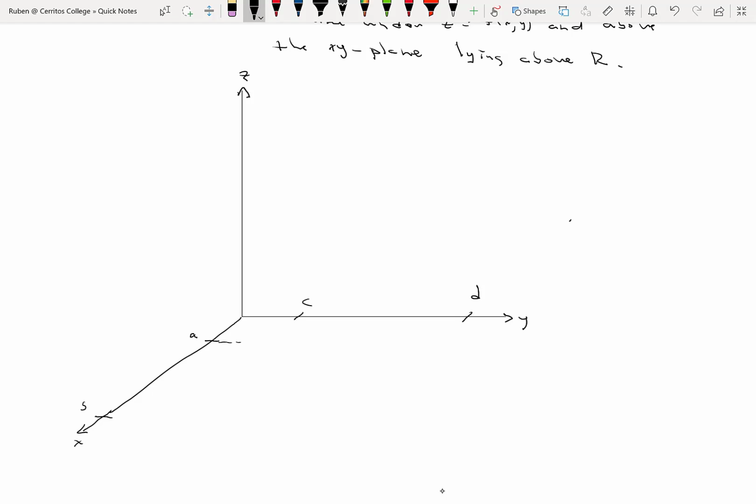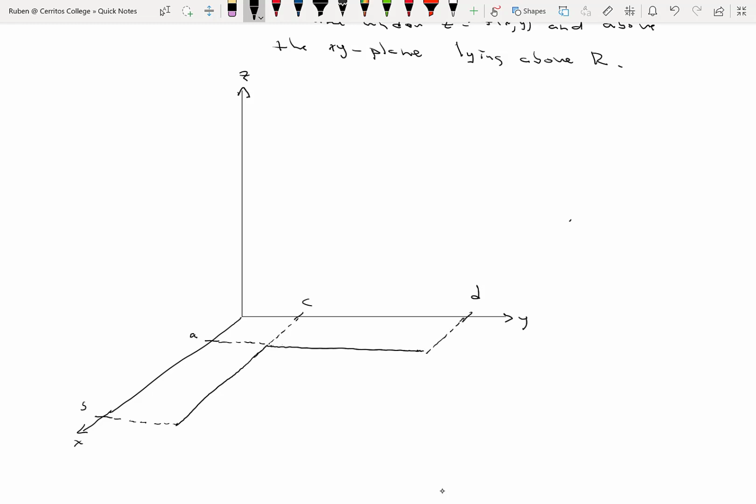Okay, so I'm going to draw our rectangle. Our rectangle is going to have a lower edge above the interval from A to B. Then here's the left-hand edge, if we were staring directly down at it.